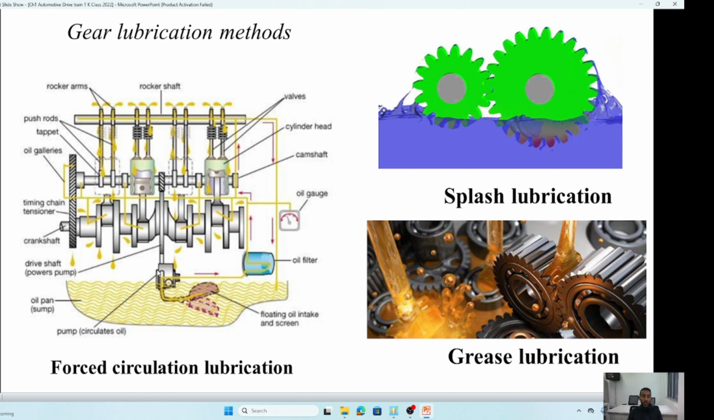Again, the forced circulation lubrication is mostly applicable for high speed. They need to have a pump. As an example, this is an engine lubrication system. They use a pump, and by this pump pressure, throughout the gallery, they lubricate gears and different parts of the engine. So these gears operate at high speed, and they require a large amount of pressurized fluid. To bring that much pressure, it requires a pump.